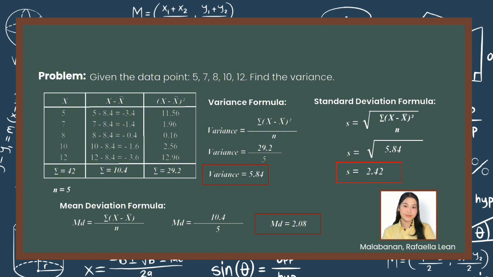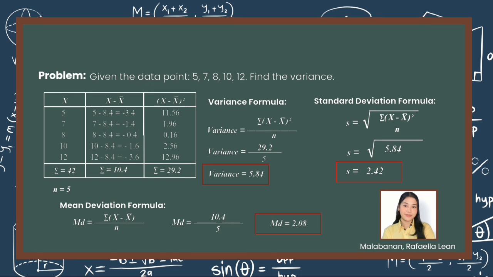And the next column is x minus mean. We need to subtract 8.4 from all of the x. So we will end up with 3.4, 1.4, 0.4, 1.6, and 3.6. And then we add all of the values. So the total of the absolute x minus mean is 10.4. And to get the mean deviation, we need to divide 10.4 by n, which is 5, and the mean deviation is 2.08.